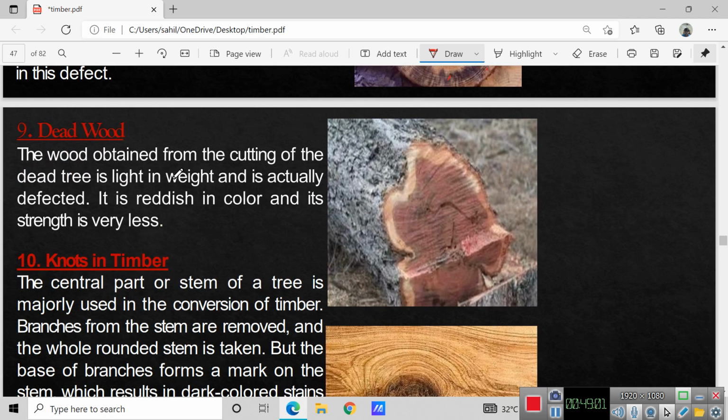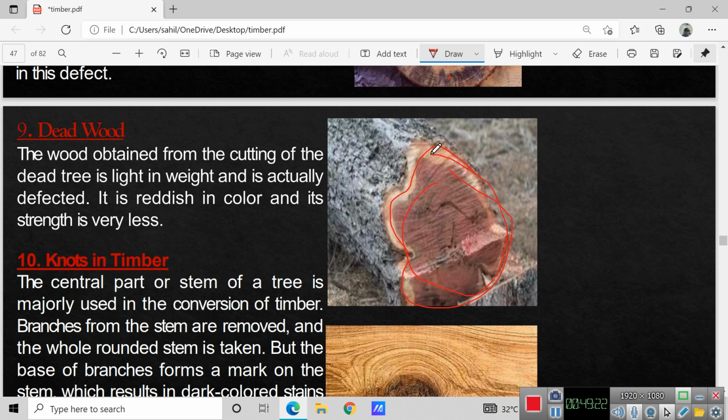Now dead wood. The wood obtained from the cutting of a dead tree is light in weight and is actually defective. It is reddish in color and its strength is very less. So it can be a little confusing, because earlier we studied that wood which is dark in color is greater in strength, but we have to keep in mind that dead wood is also deep in color. So this must be a very important factor when we cut a tree or make any wood product, that we have to distinguish between dead wood and high quality wood.